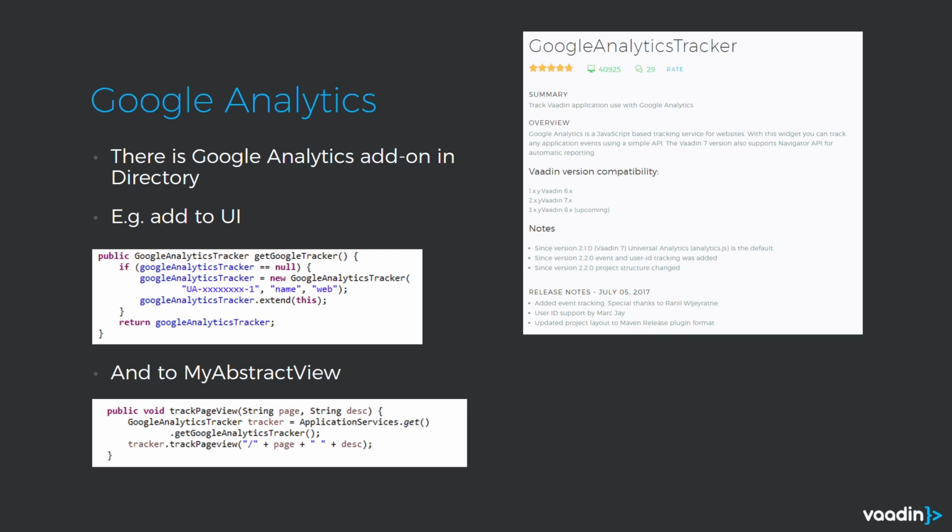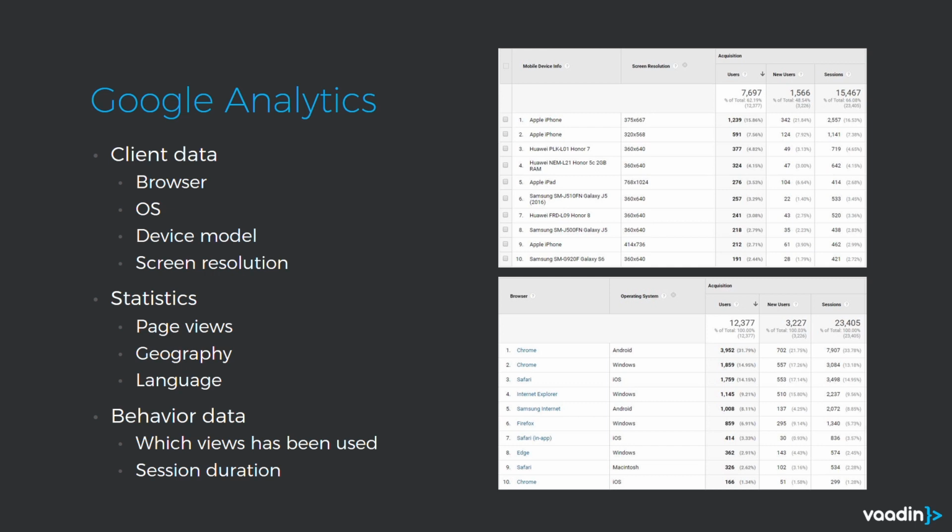And then in each view, it doesn't need to be all views, but each view you want to track, you need to add a method to track the page view, which you need to call. This way, although Vaadin is a single page application, you actually create pseudo page tracks for Google Analytics. So they will show up in Google Analytics like opening different pages, and you can even give the name of the page.